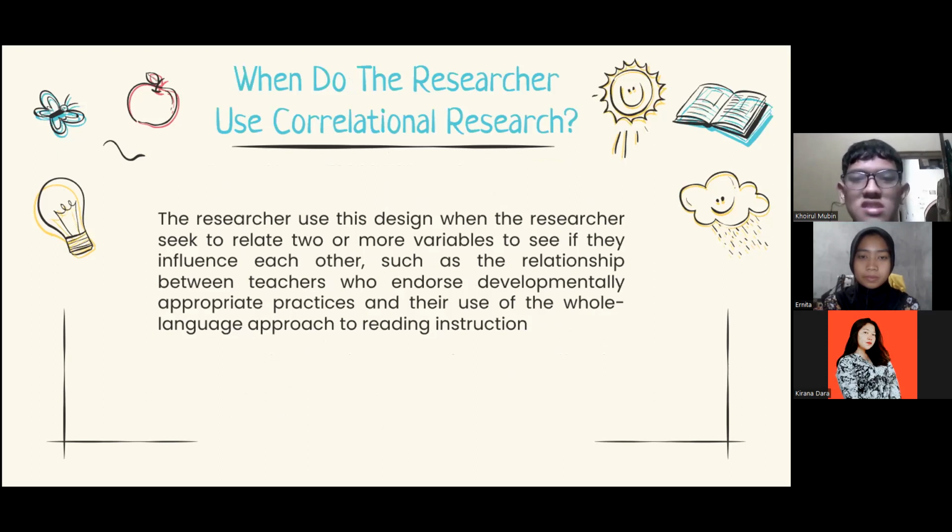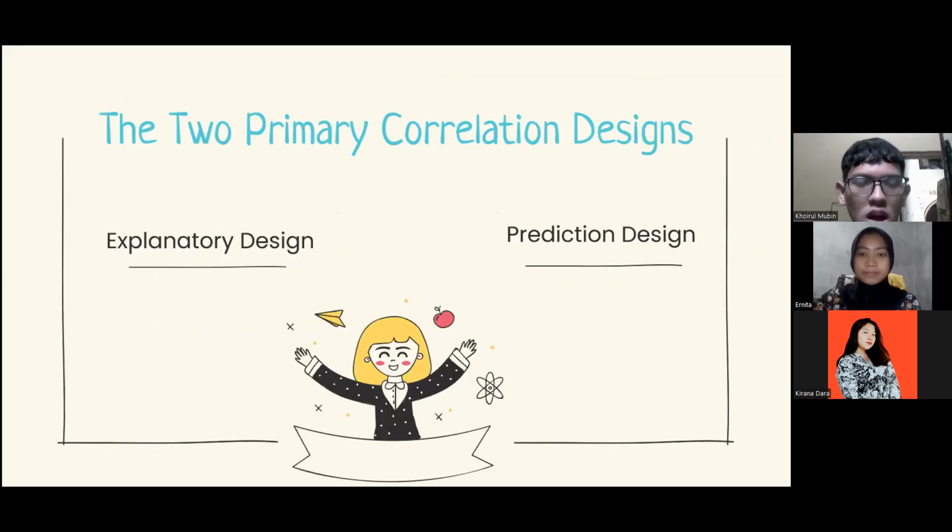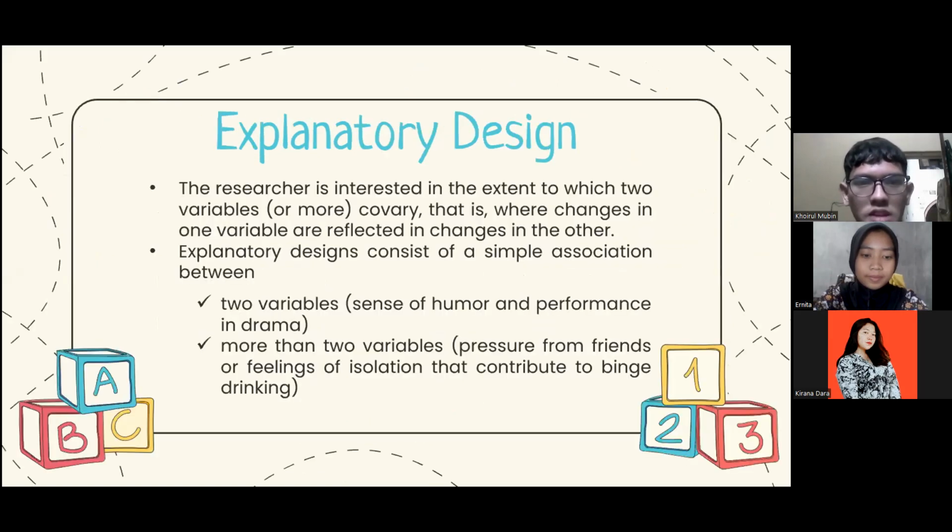The researcher uses this design when the researcher seeks to relate two or more variables to see if they influence each other, such as the relationship between teachers who endorse developmentally appropriate practices and their use of the whole language approach to reading instruction. There are two primary correlation designs. Those are explanatory design and prediction design. In explanatory design, the researcher is interested in the extent to which two or more variables covary, that is, where changes in one variable are reflected in changes in the other.